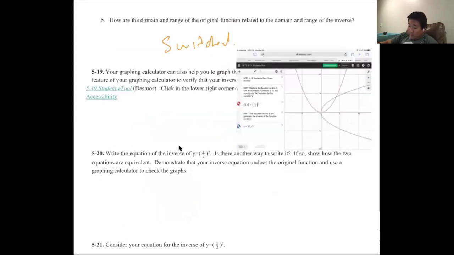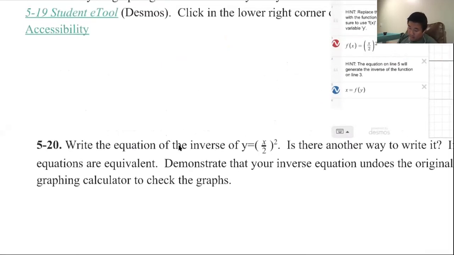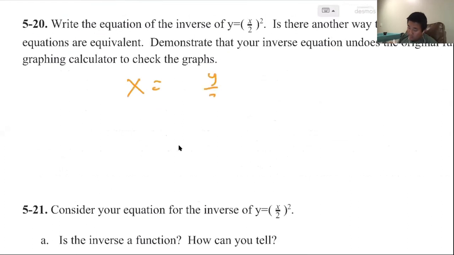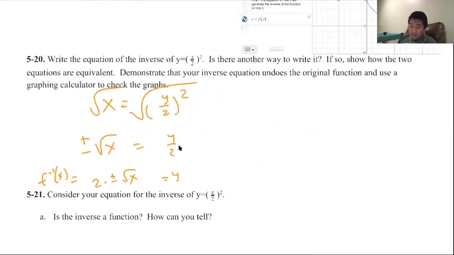Write the equation of the inverse. So I have x equals y over 2 squared, square root of x, but it should be plus or minus, equals y over 2, and y equals 2 times plus or minus the square root of x. But again, remember that that's not a function. So it says write down the equation of the inverse. So that's both of them.